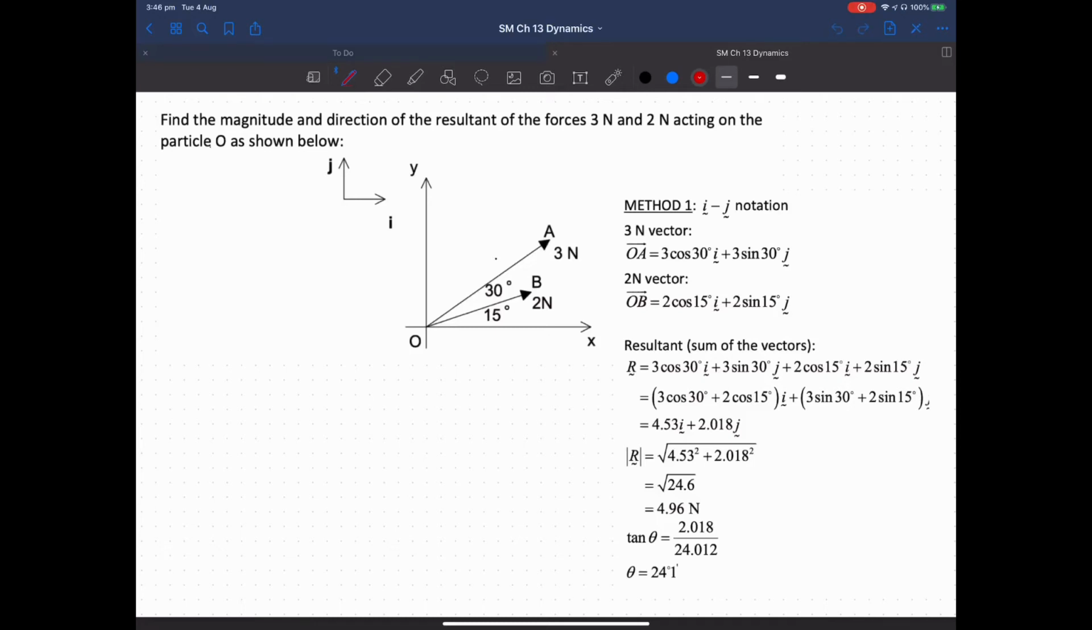This example asks us to find the magnitude and direction of the resultant of the forces 3 newtons and 2 newtons acting on the particle O as shown in the diagram below. We have two ways of doing this. One way is to use the unit vector notation. The other way is to use the sine or cosine rule. For this part, I'm going to use the unit vector notation.